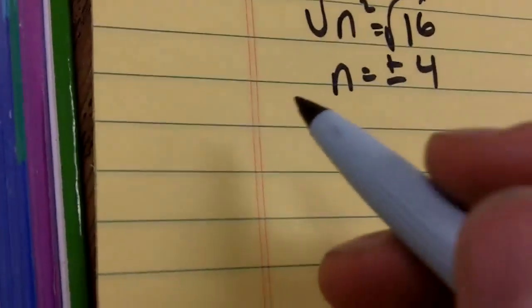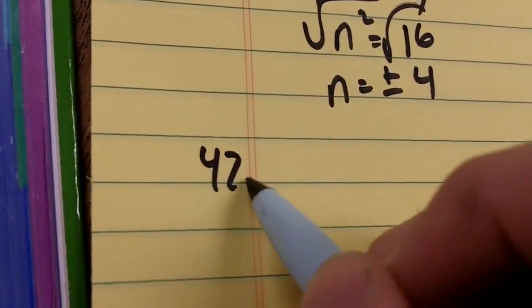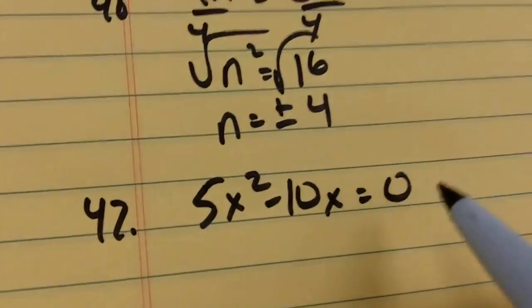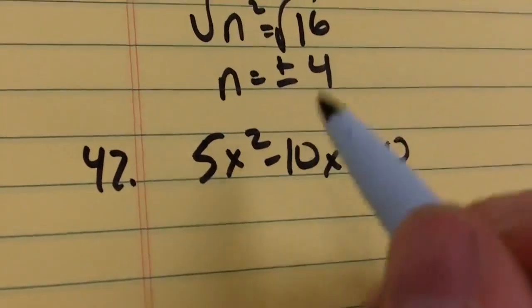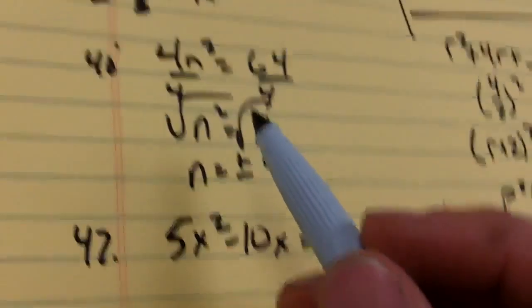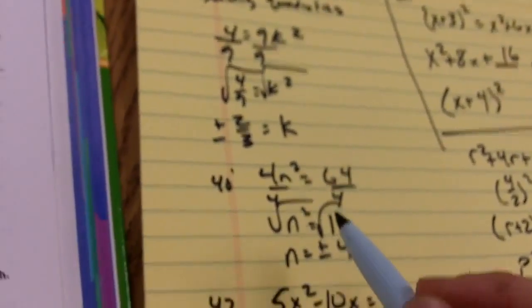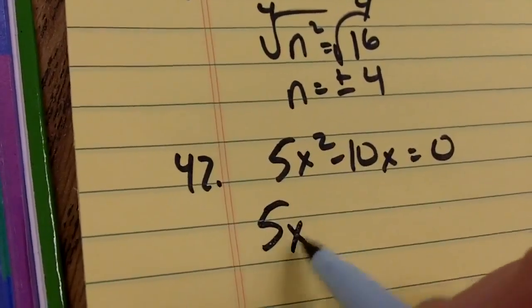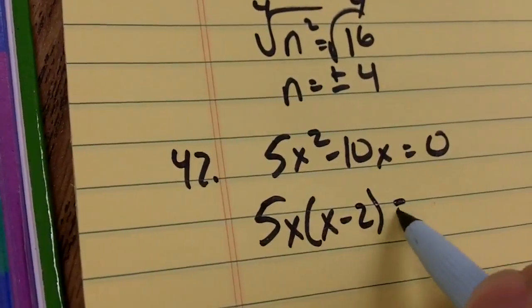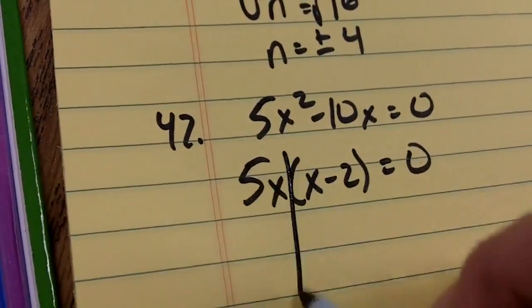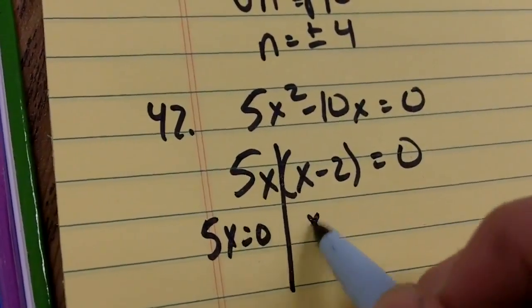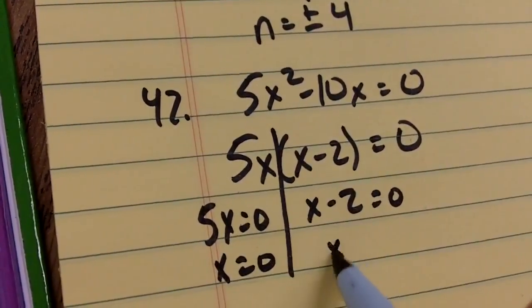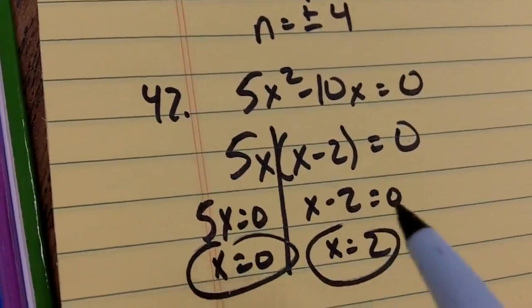Let's look at something like 42. 5x squared minus 10x equals 0. When I look at this problem, I don't have a perfect square situation going on like I did on either 39 or 40. So I'm just going to try to factor this, and look, there's a GCF, so I'm going to take that out. 5x times x minus 2 equals 0. Zero product property says 5x equals 0 or x minus 2 equals 0. That means x equals 0 or x equals 2, and there are my 2 solutions.